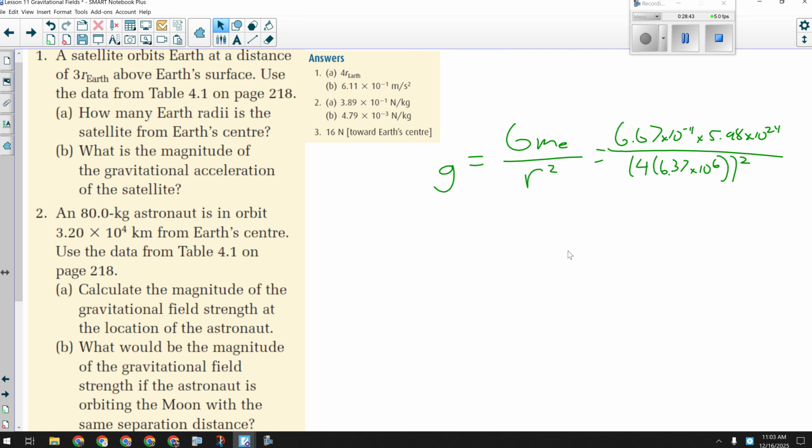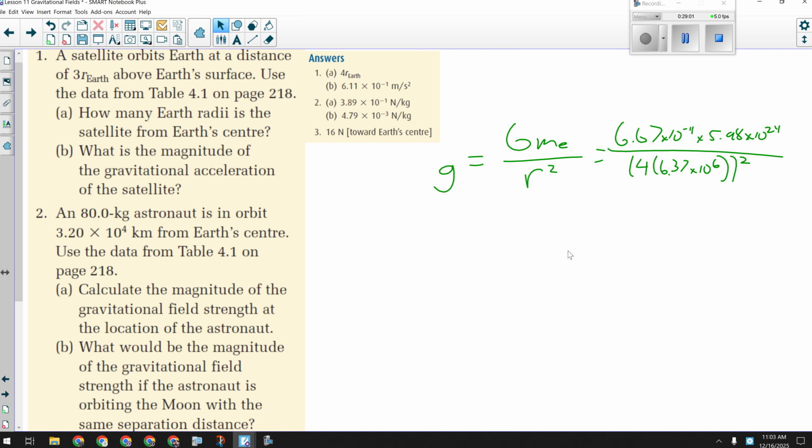Why? Because I used the numbers from our sheet. The numbers from this book are slightly different. They use 5.97 for the mass of the Earth instead of 5.98, and they use 6.38 instead of 6.37 for the radius of the Earth, so their numbers are a little different. Okay, all right, how are we doing on number 2?